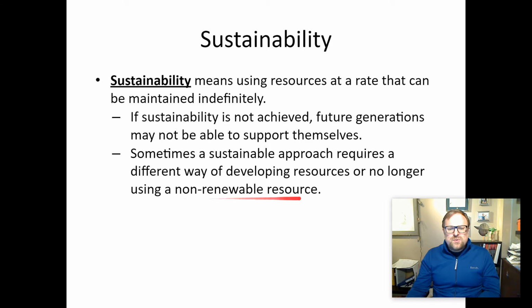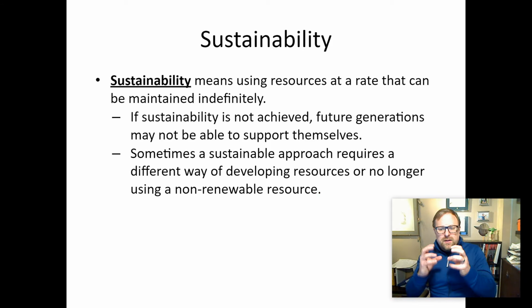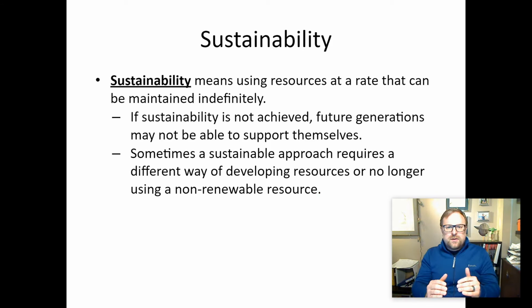So sometimes we have to no longer use a non-renewable resource. Nobody in the world right now is saying we need to shut down the use of fossil fuels. However, there are a lot of people in the world saying we need to be more responsible with how we're using fossil fuels and slowly start to use them less so we can give the climate a chance to recover. That's what we're trying to say.